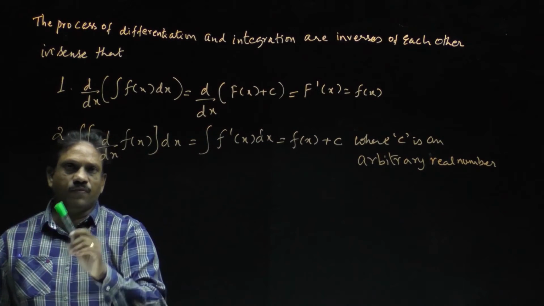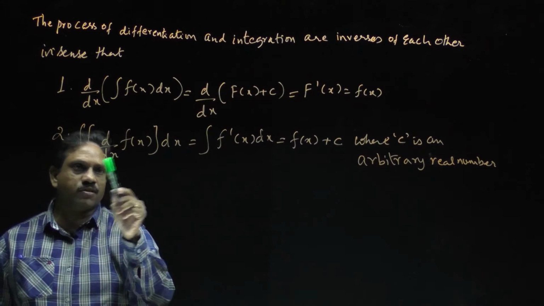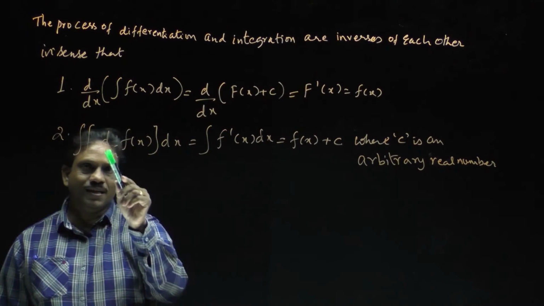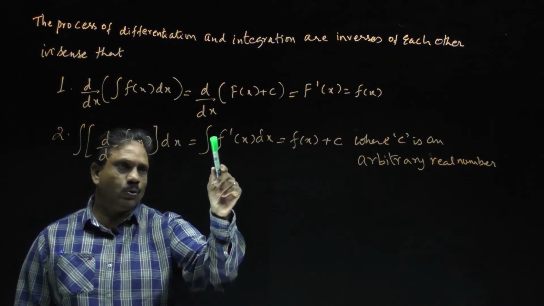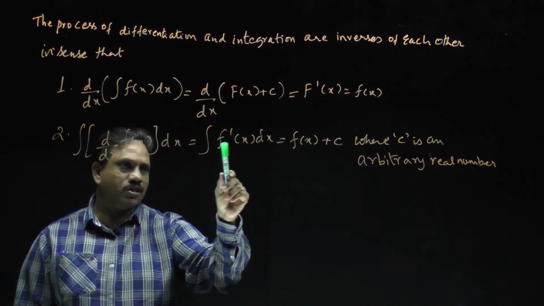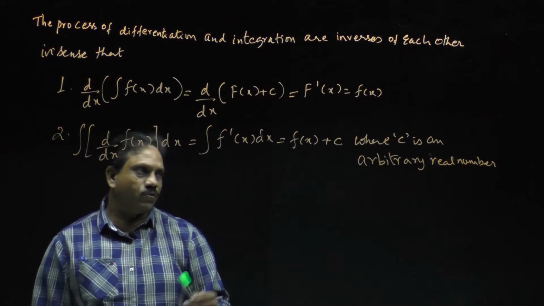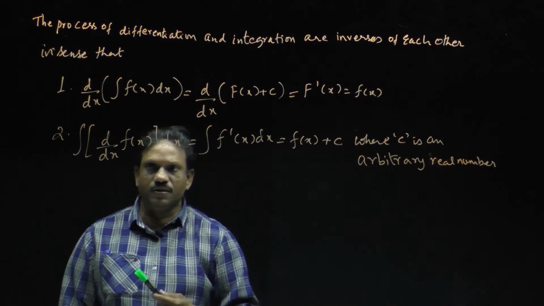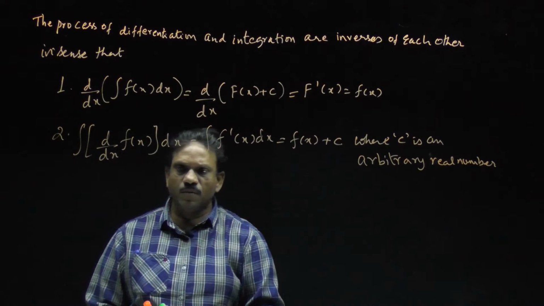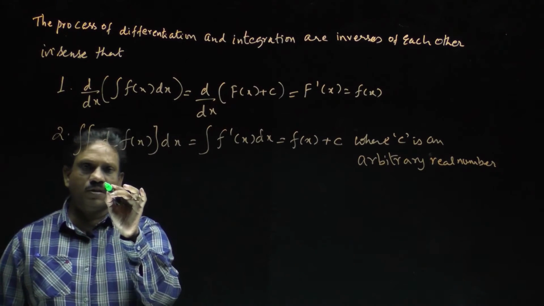Similarly, look at this second one. The integral of d by dx of f of x dx is equal to d by dx of f of x, meaning f dash x dx. So the integration of f dash x dx is nothing but f of x plus c, where c is an arbitrary real constant or real number. Based upon this, we can take some examples.